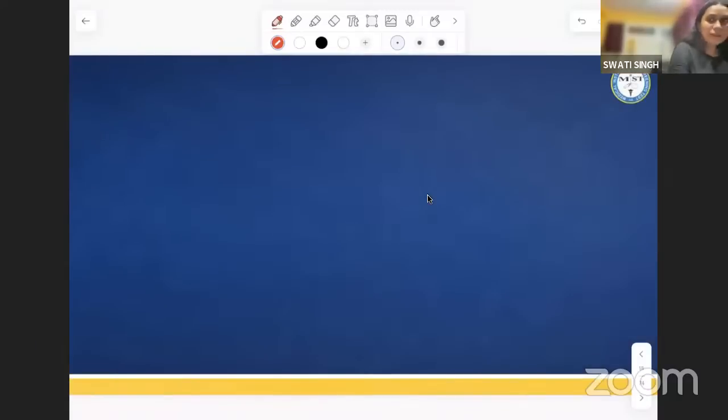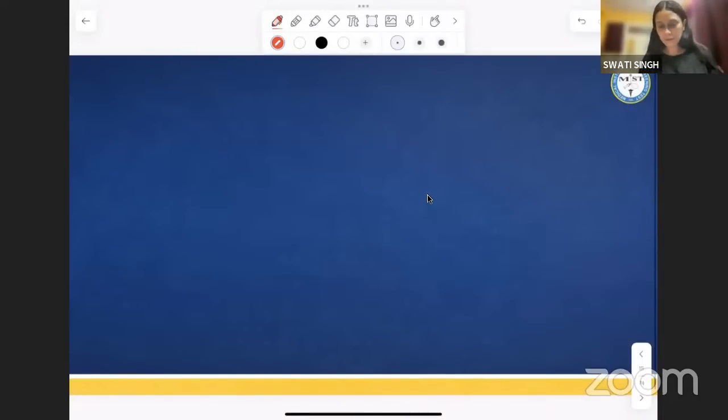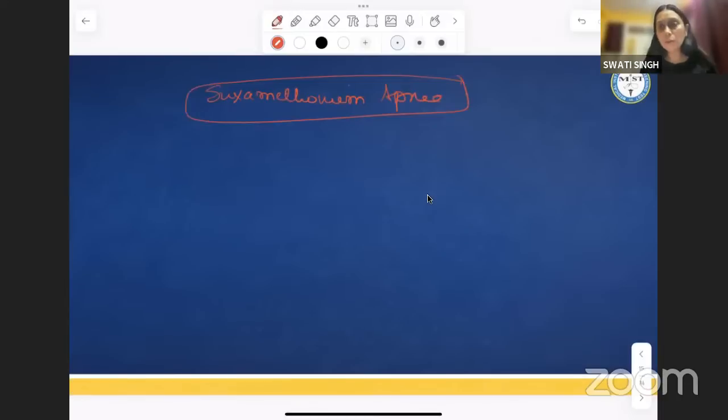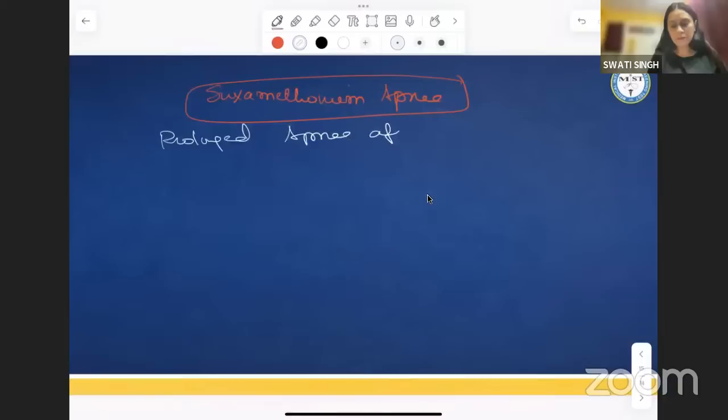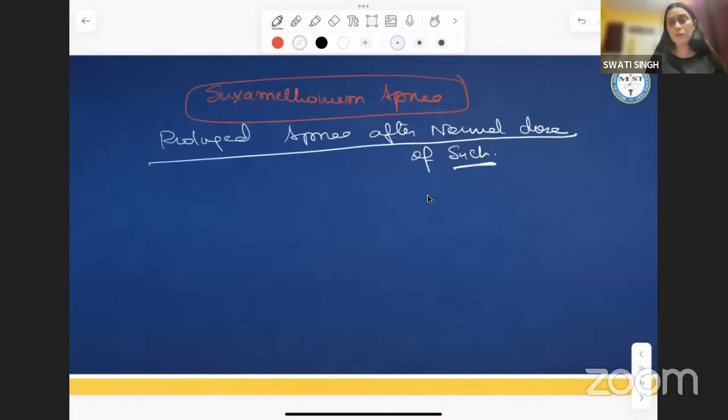So guys, we are discussing about Suxamethonium apnea. So let us talk about Suxamethonium apnea. You should be very, very crystal clear with this word. Suxamethonium apnea means prolonged apnea after normal dose of succinylcholine, right? Prolonged apnea after normal dose of succinylcholine.